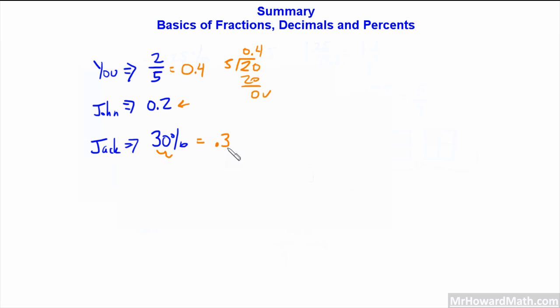Okay, so 2/10, 3/10, 4/10. Let's put that in order. So who ate the least? We've only got tenths here, so which is the smallest in tenths? Well, John is, right? So John at 0.2 or 2/10. Then it would be Jack at 3/10. And then you at 4/10. So you got the most pizza.